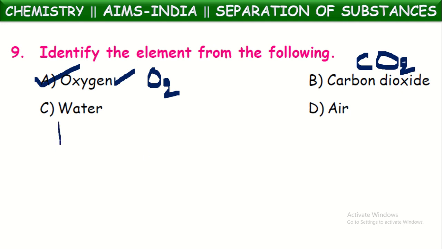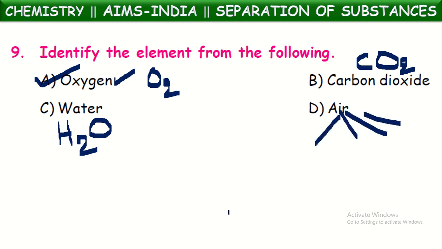If we see water, its molecular formula is H2O, as we know. So it contains two different kinds of atoms combined. So it also comes under compound, not element. What about air? Air is a mixture of several gases. Only one element among these is oxygen.